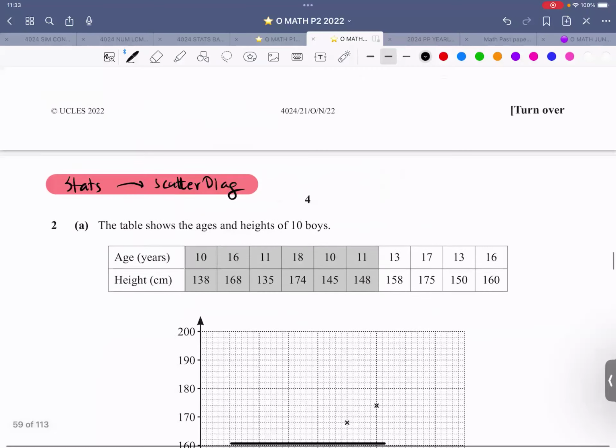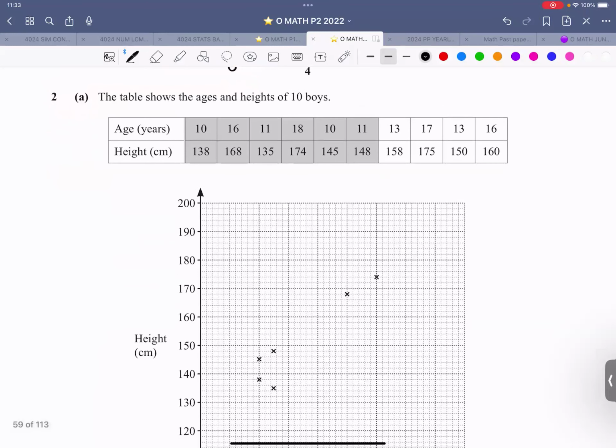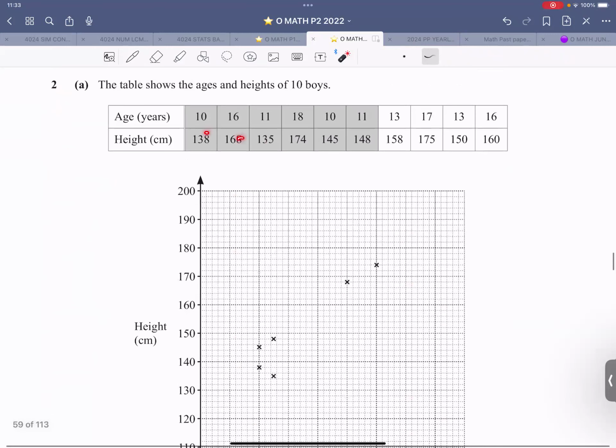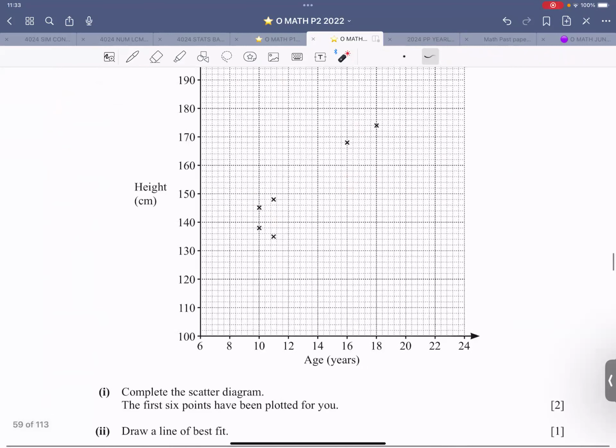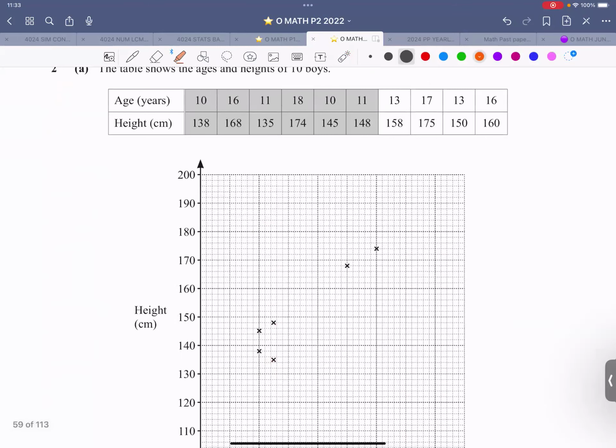Okay, now let's look at this question. The table shows the ages and heights of 10 boys. That's the age, randomly arranged, and the height, and it seems like it will have a positive correlation. 6 points have been plotted, and we have to complete. Complete means plot the rest of the points. That is this one, this one, this one, and this one.